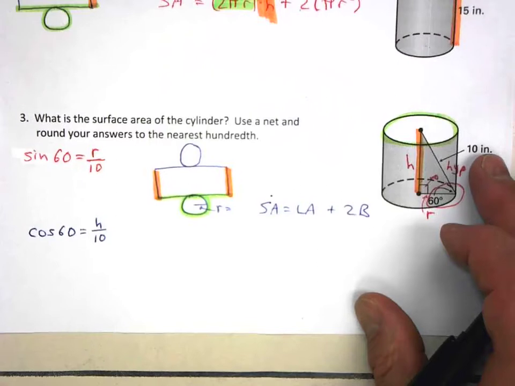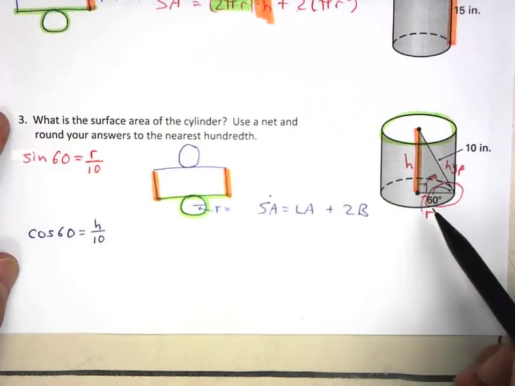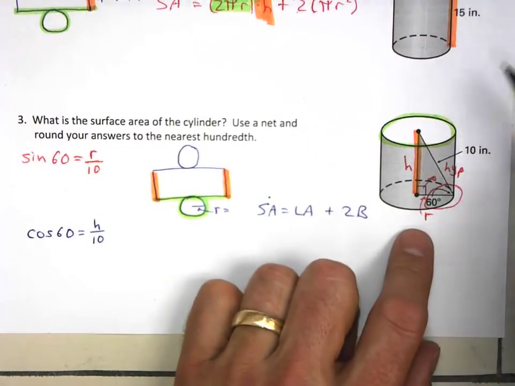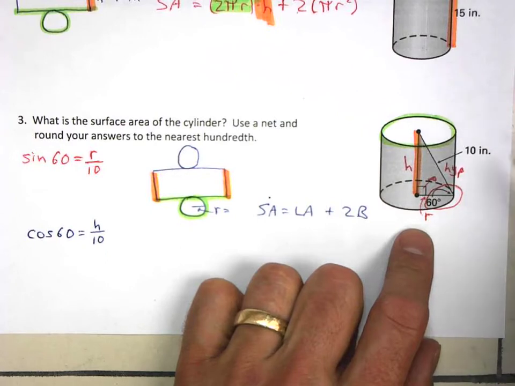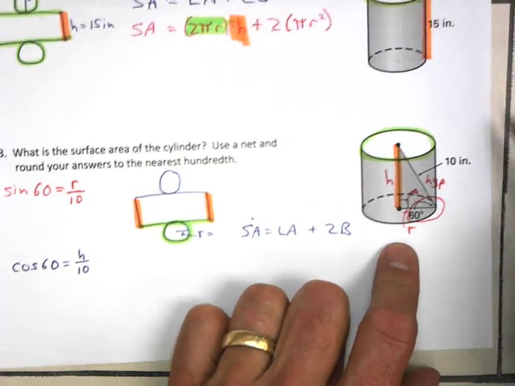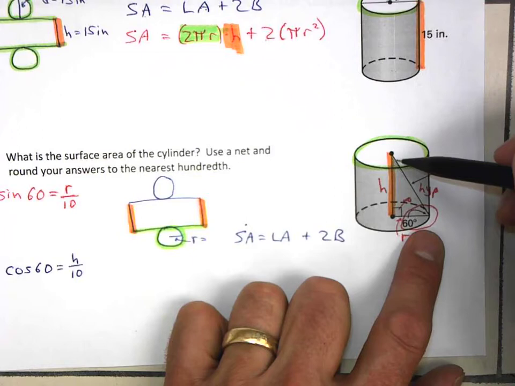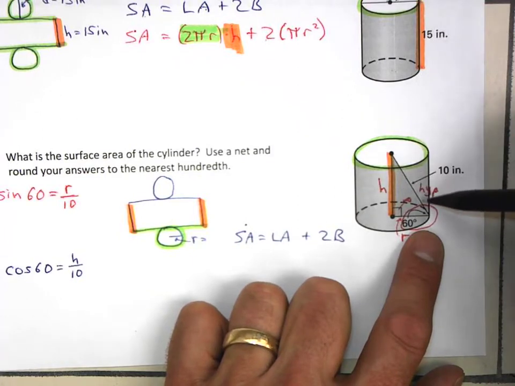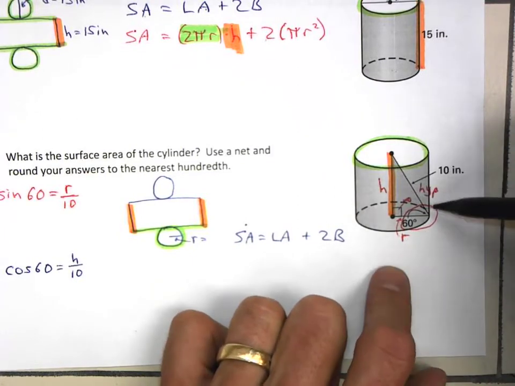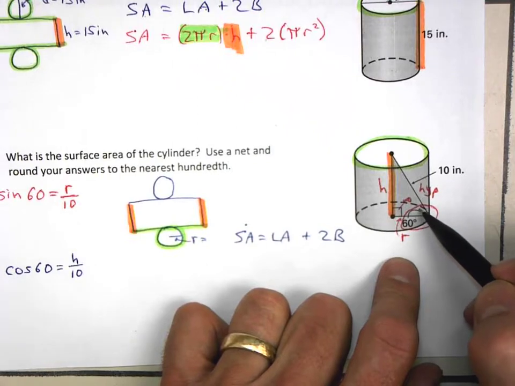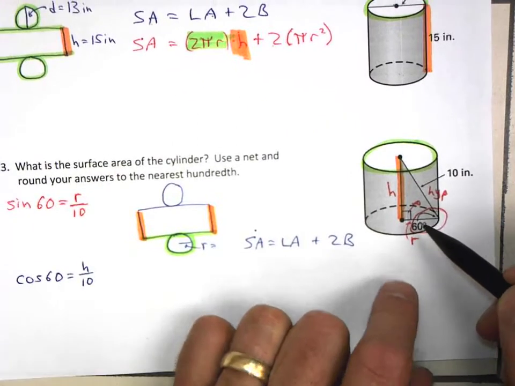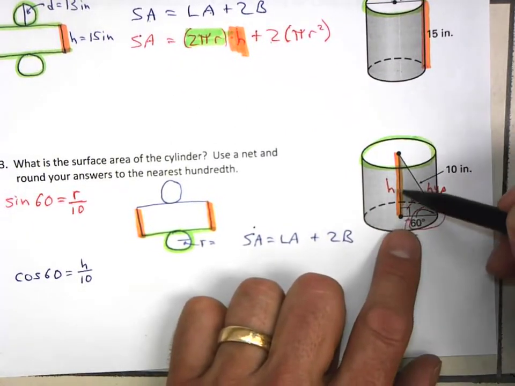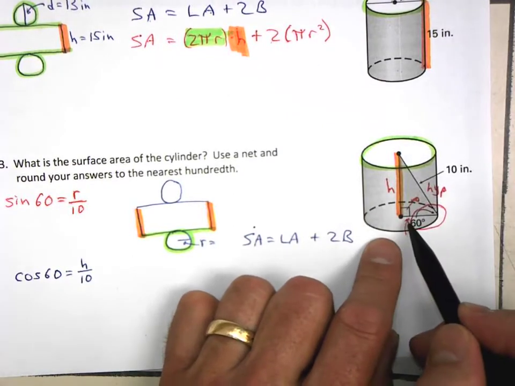Now for this last problem, here we have a cylinder. That looks pretty easy. And what do we know about the cylinder? We don't know much. They tell us that this diagonal is 10 inches. The diagonal is 10 inches. And then they tell us that this angle over here is 60 degrees. Wow.